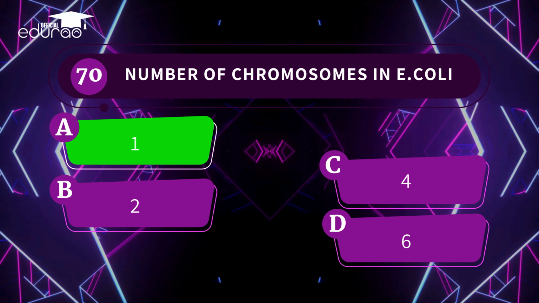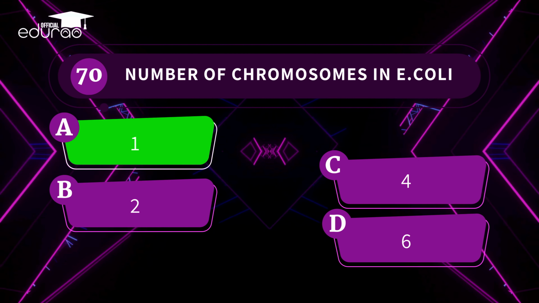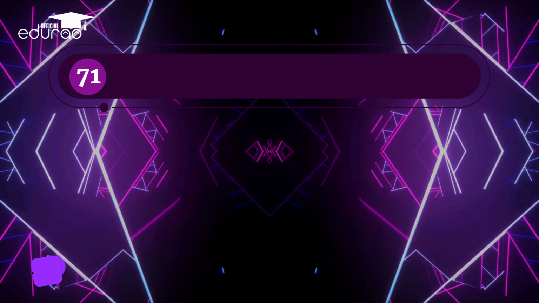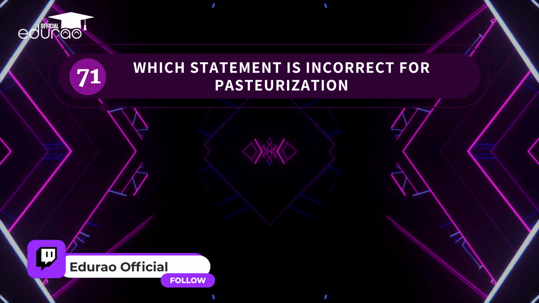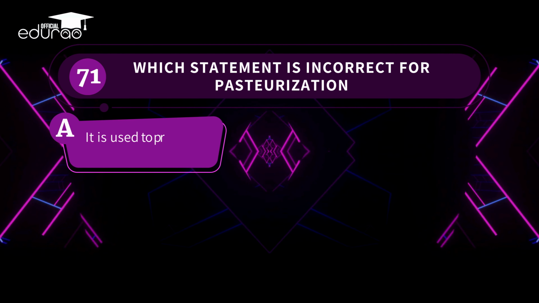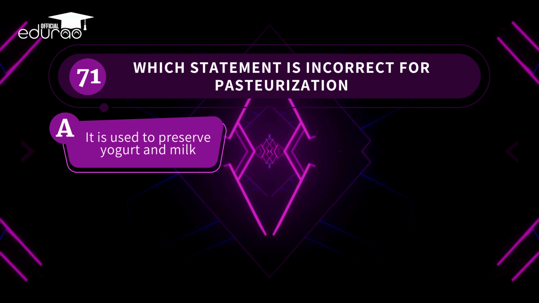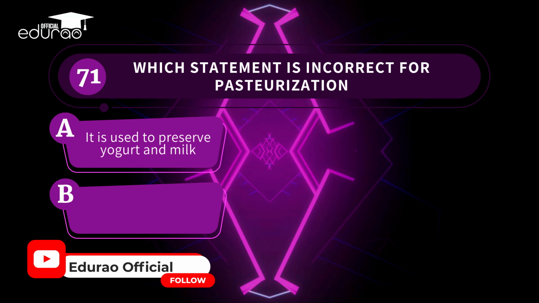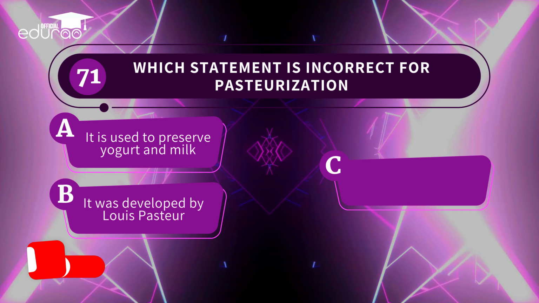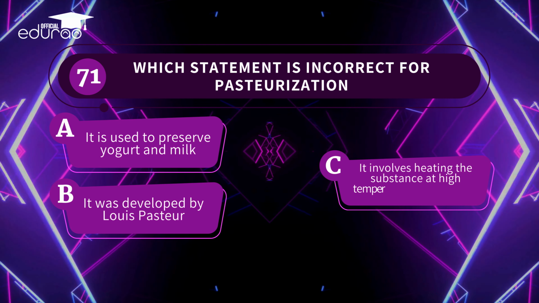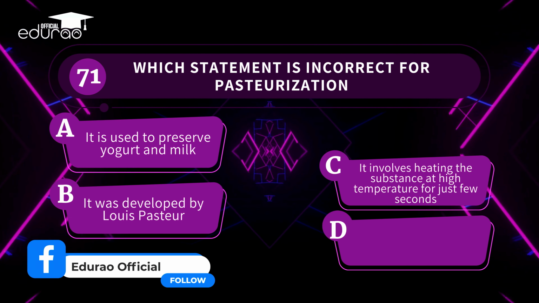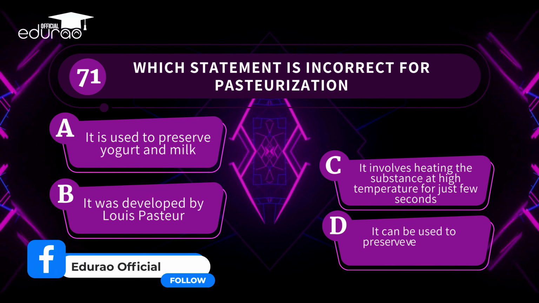You're precisely right. Correct answer is 1. Question 71. Which statement is incorrect for pasteurization? A. It is used to preserve yogurt and milk. B. It was developed by Louis Pasteur. C. It involves heating the substance at high temperature for just a few seconds. D. It can be used to preserve vegetables and meat.